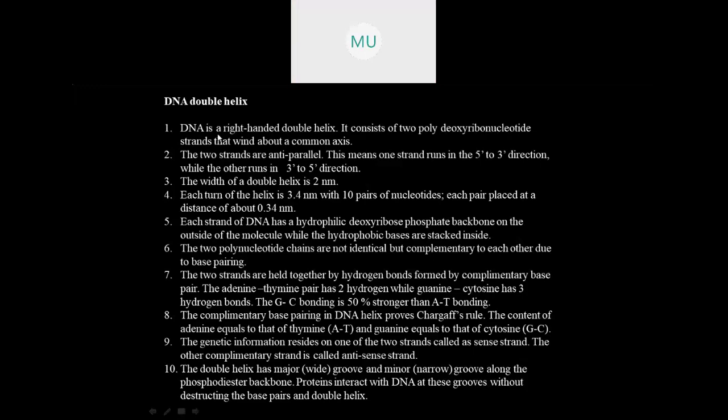Okay, next. The complementary base pairing in the DNA helix proves Chargaff's rule. The content of adenine equals that of thymine, and guanine equals that of cytosine. This is also important, Chargaff's rule. As A is paired with T and G is paired with C, it is obvious that the quantity of adenine and thymine is equal in a double helix structure. Chargaff's rule is always applicable to the double helix, hence keep in mind. Also a very important point which is required to solve a lot of multiple choice questions.